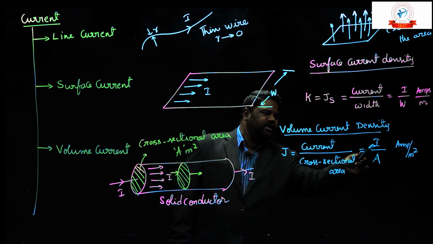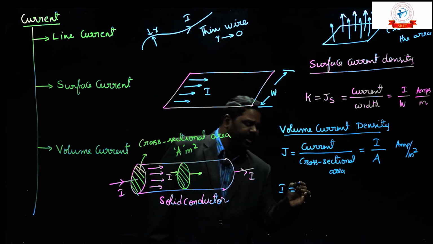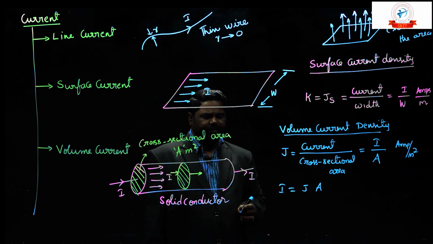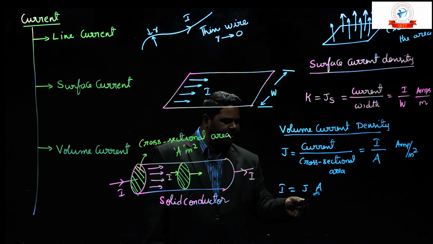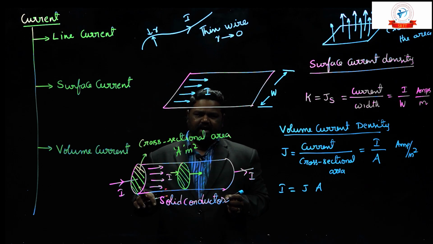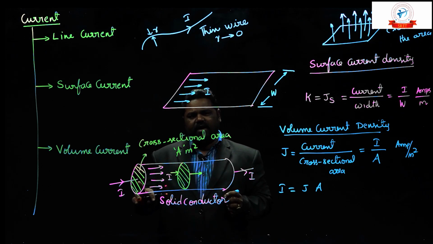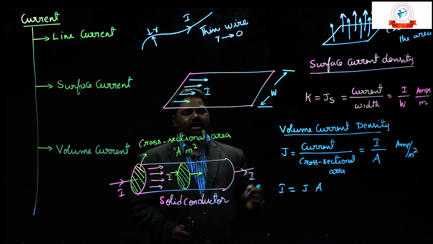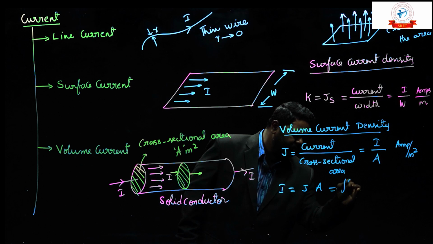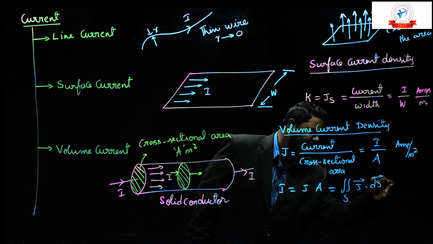So from this, what is the current I? The current crossing any cross-sectional area is current density into A. How do you find this area? If the cross section is a known shape, we use the formula. If the cross section is some random or arbitrary shape, then we need to apply a surface integral to find this area. That is the surface integral of J bar dot ds bar.